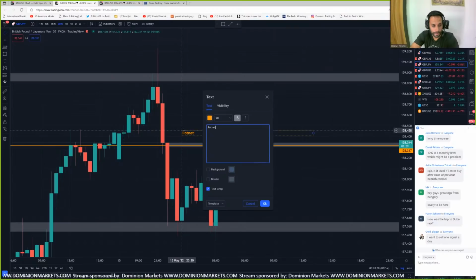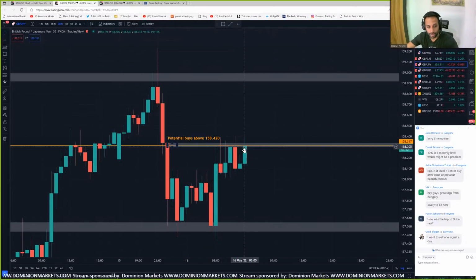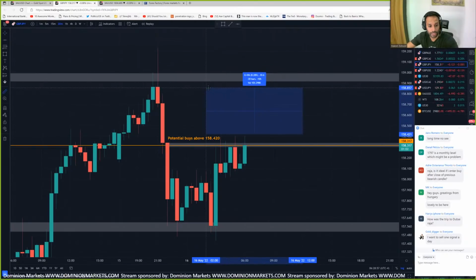Potential buys above 158.420 right here, because this is a rejection. At one point this was a bullish candle but it went down, so this candle also came up to the same level. And if it rejects this area, then there's no buys. So we've got to wait for price to break above 158.420 to continue moving up. And we've got pretty good range here for price to move up.